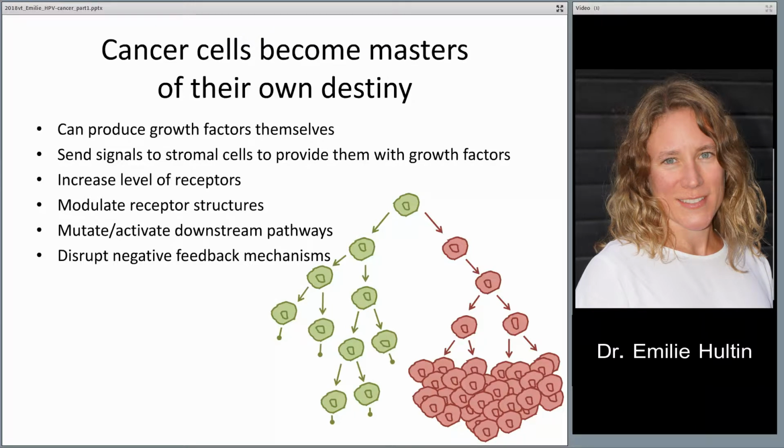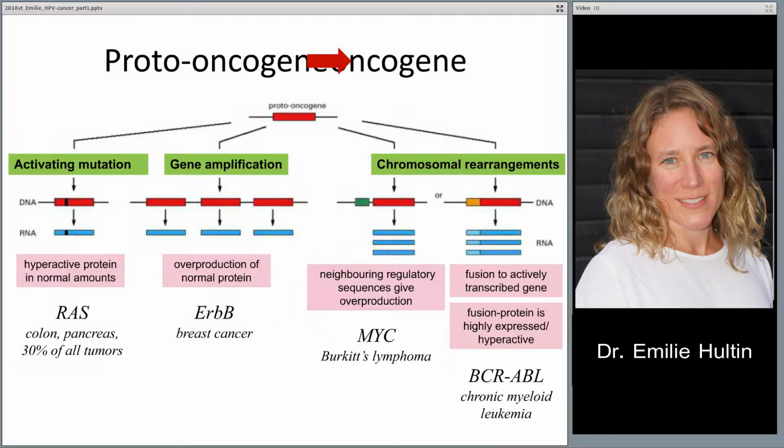They can also increase the level of receptors on the cell surface so that they are more sensitive to different growth factors, or modulate the receptor structures to be more sensitive. They can mutate or activate downstream pathways and disrupt the negative feedback mechanisms of the cell cycle. So instead of having a normal balance between the growth and death of the cells, cells start to grow too fast and too much.